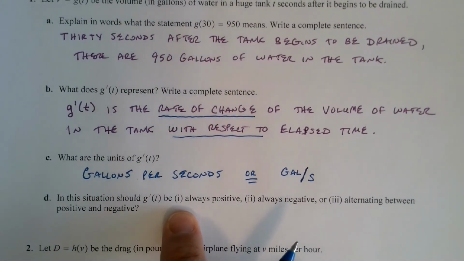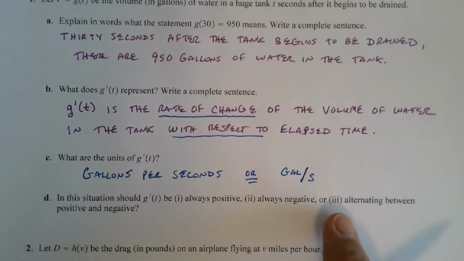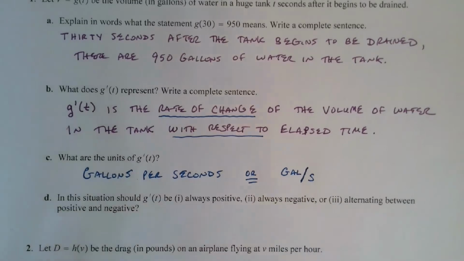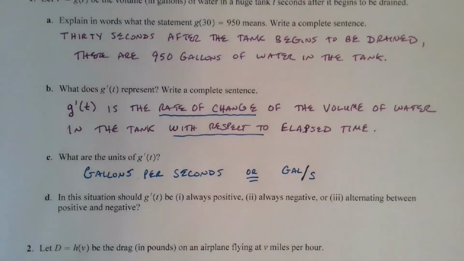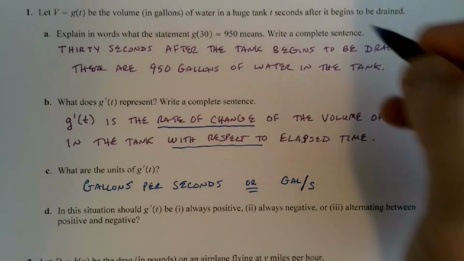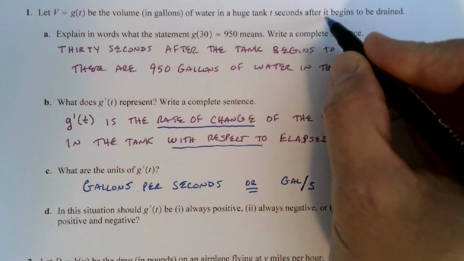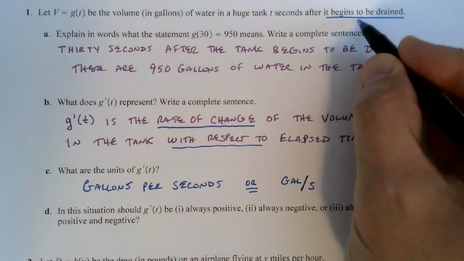I guess that's 1 technically, Roman numeral 1. 2 always negative, or 3 alternating between positive and negative. What should it be? Well, notice this is the number of seconds after it begins to be drained. What's that mean, to be drained?